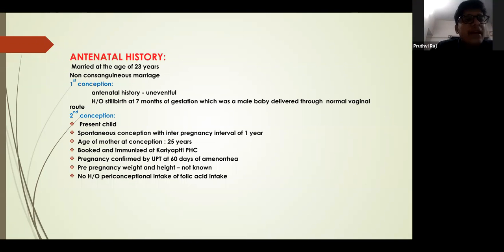Antenatal history. Married at the age of 23 years. Non-consanguineous marriage. First conception, antenatal history uneventful, full term. History of stillbirth at 7 months of gestation, which was a male baby delivered through normal vaginal route. Second conception, which is the present child. Spontaneous conception with inter-pregnancy interval of 1 year. Age of mother at conception is 25 years. Booked and immunized at Kariyapatti PHC. Pregnancy confirmed by urine pregnancy test at 60 days of amenorrhea. Pre-pregnancy weight and height not known. No history of periconception intake of folic acid.